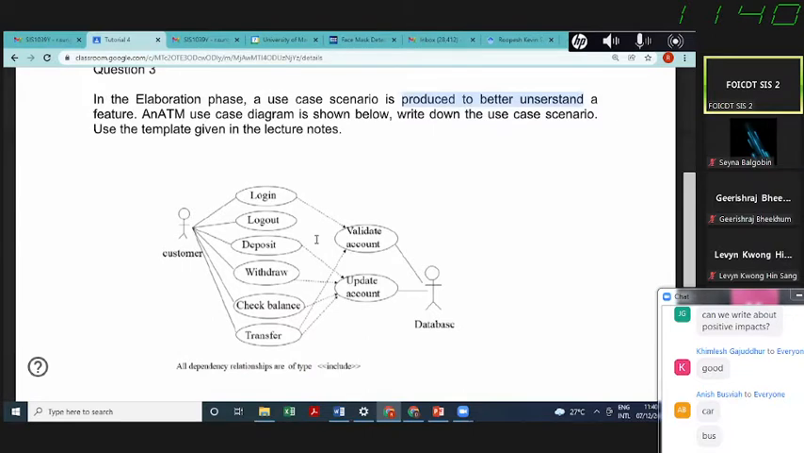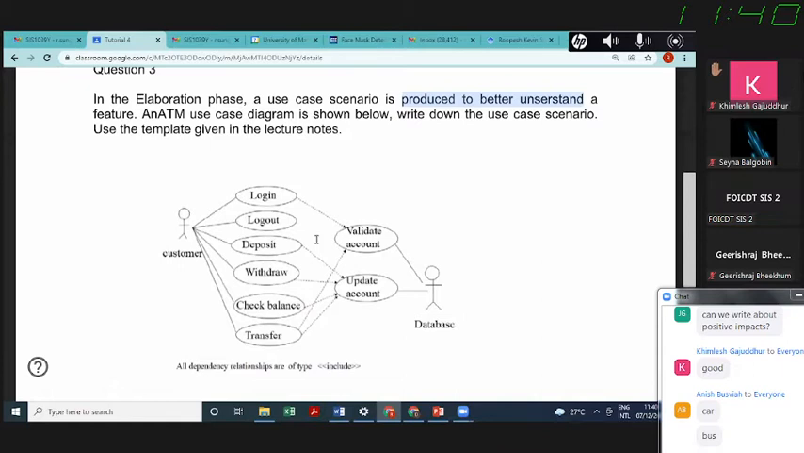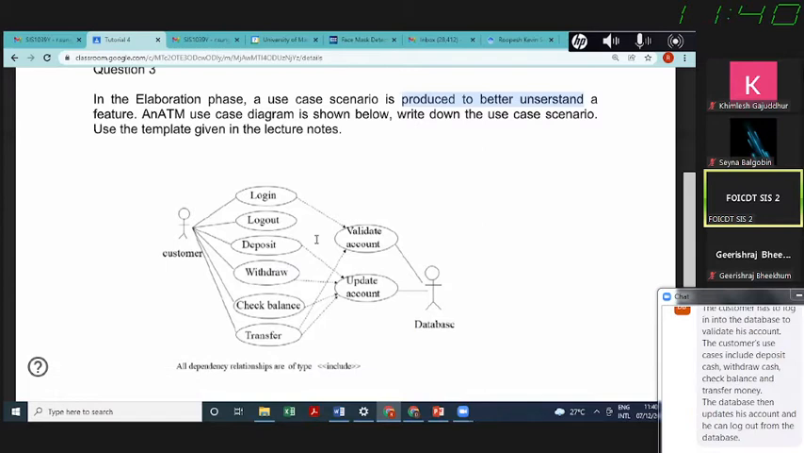Anyone? So here we're talking about an ATM machine. So what would be the actors according to you? The customer. Yes, the database, good. We can put the database or we can put the ATM on the other side. Yes. So what would be the operations?